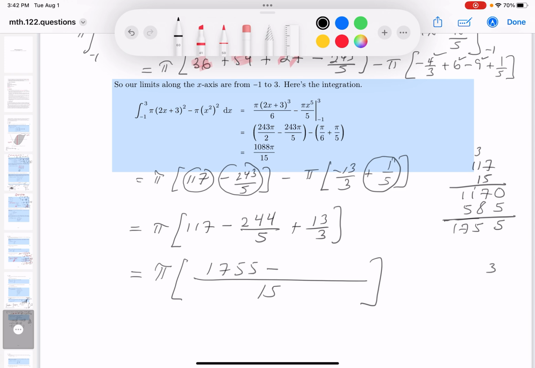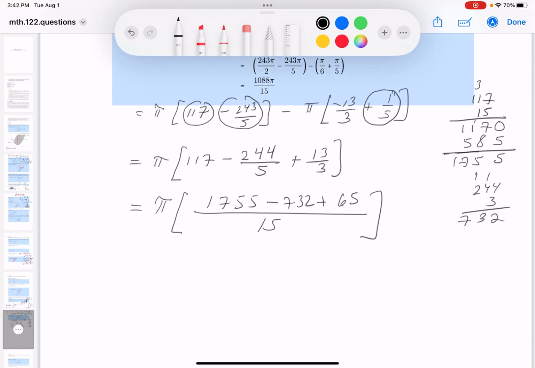Minus, I got to do 3 times 244. 12, 12, 13, 6, 7, 732. Plus, I got to do 5 times 13, 50, and 15, 65. All right, again, I know it's a lot of work. It's too much work for me. We're encouraging it, by the way. 1755 plus 65. That's 10. You're going to get 12, 8, 18, 20. And then you're going to take away minus 732. All right, I'm going to borrow from this.